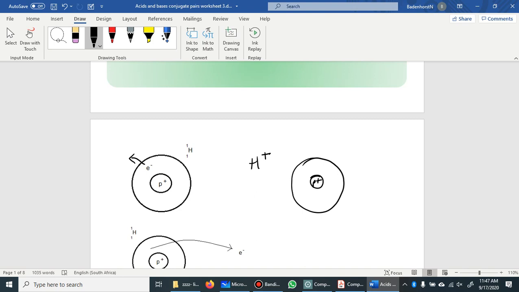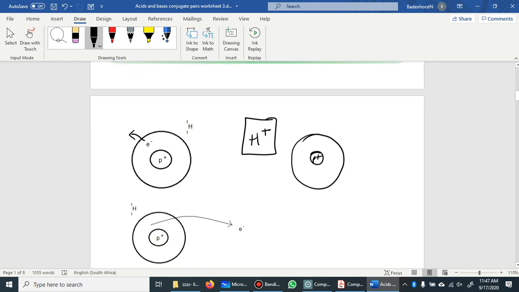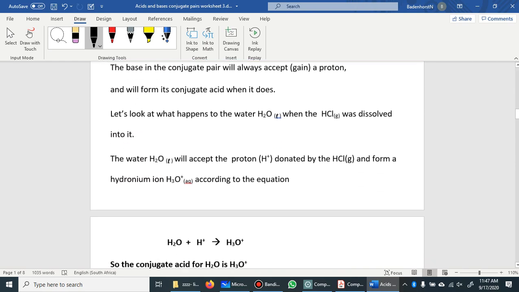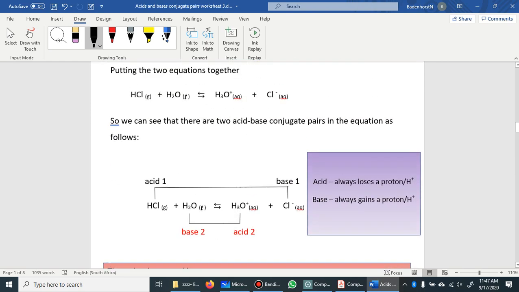So when they say an acid is a proton donor and a base is a proton acceptor, what they're talking about is this: an acid is a hydrogen ion donor, and a base is a hydrogen ion acceptor. So what does that mean practically? Let's look at some of these examples that you had in your live worksheets.